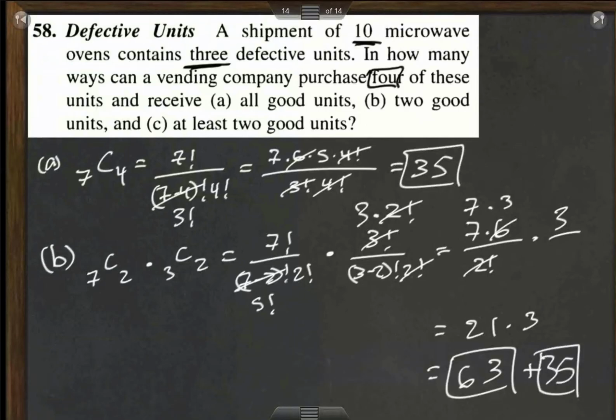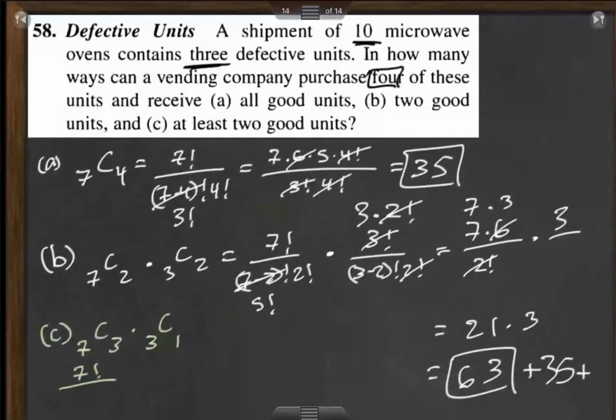Now I need to also find how many different ways we can get 3 good units. We're going to do the same process as before. We take 7, choose 3 out of that, and multiply it times 3, choosing 1 out of that. So 7 factorial over 4 factorial, 3 factorial. I'm starting to do shortcuts here. 7 minus 3 is 4, and so that's a combination there. Then we have 3 factorial over 2 factorial times 1 factorial, which is pretty much the same as before, so that's going to be a 3.